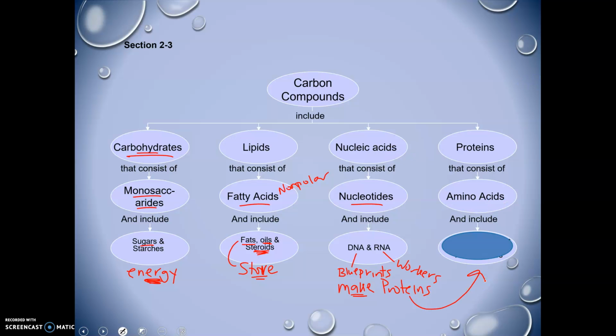Proteins were made of amino acids, and they included structural proteins, hormones, and enzymes, and we spent a little extra time talking about enzymes. So the DNA would be the code, and the RNA would be the workers for building all of these proteins. And so that concludes our chapter on macromolecules, the chemistry of life.